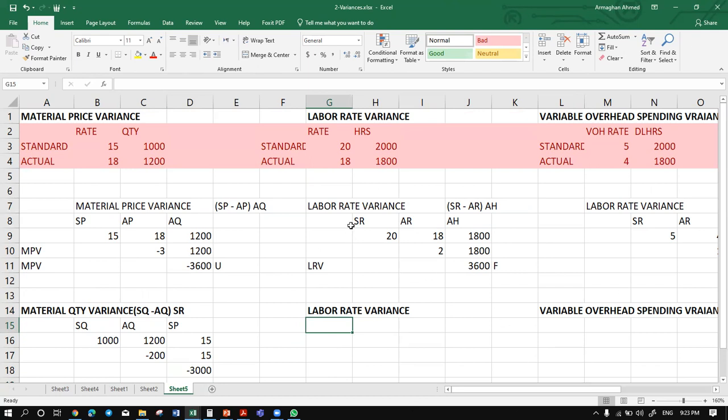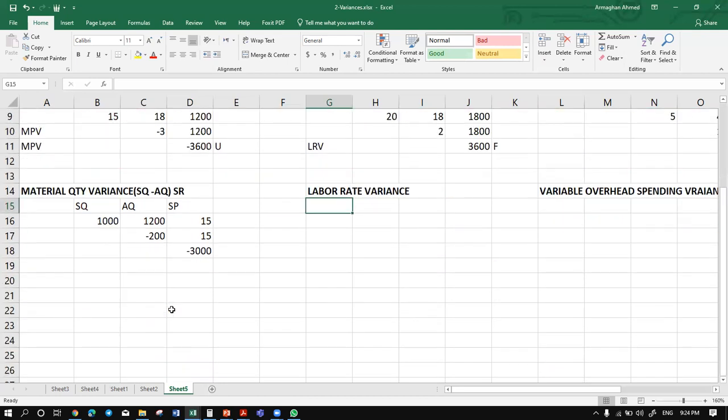In this case, we should also put actual quantity first. No. In material, labor, variable overhead, these are our costs, right? In cost, standard will come first: standard hours minus actual. Actual comes first only with the revenues. So this is unfavorable because the variance is minus 3000.